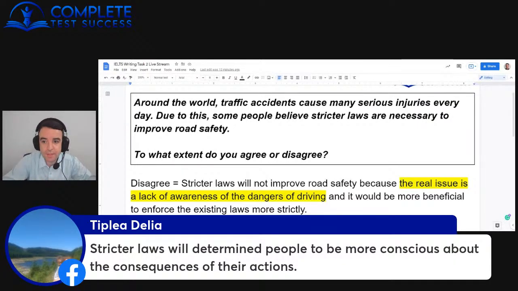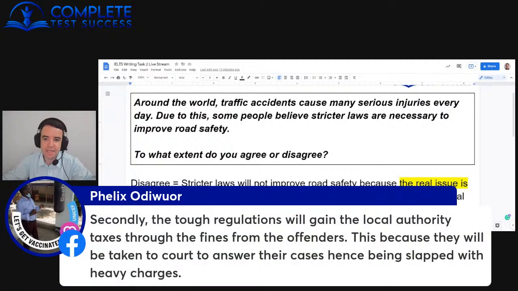Stricter laws will make people more conscious about the consequences of their actions. Why will they be more conscientious? So you need to say why that will happen. Again, you can't just explain the outcome. You need to say how that outcome will come about.